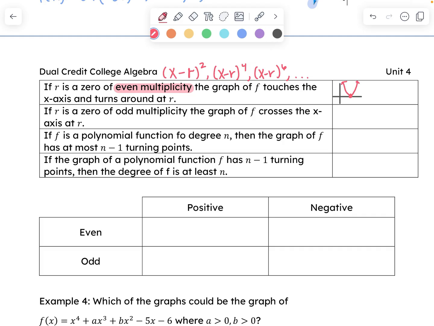It could bounce above, or this time, let's say that r is over here. It could bounce below. It just depends on what the polynomial is doing at any given time. And your r could be positive or negative, so it could be x minus r, or it could be x plus r.